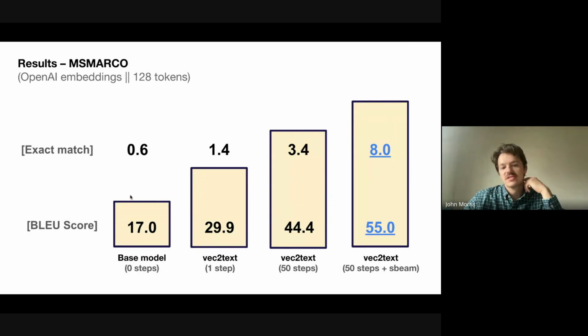And then in the longer setting, we have similar results, but they're a little worse, and I can talk about why. We get up to 8% exact match and a 55 BLEU score. And this is the case where it takes like 30 minutes or something to decode a single embedding, mostly because decoding from an encoder-decoder model with 128 tokens is not that fast on our academic GPUs.